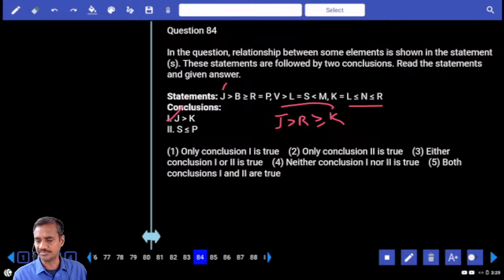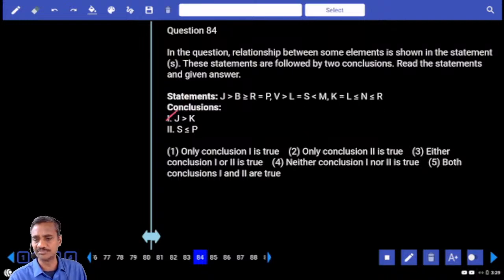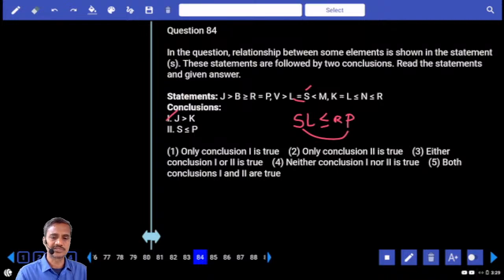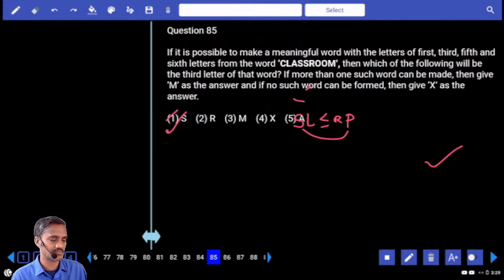Next one, S and P. Now the relation between S and P. Now S is here, L equals S, isn't it? And S and P. Now from S to L, S equals L. And L to P means L and R. L less than or equals to R, and R equals P. And from S to P, S less than or equals to P, definitely true. And so what is your answer? Both 1 and 2, choice 5, question number 84.